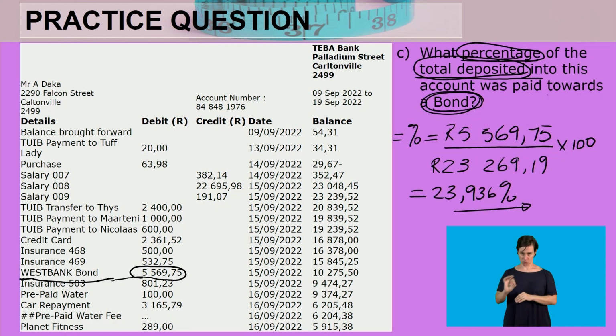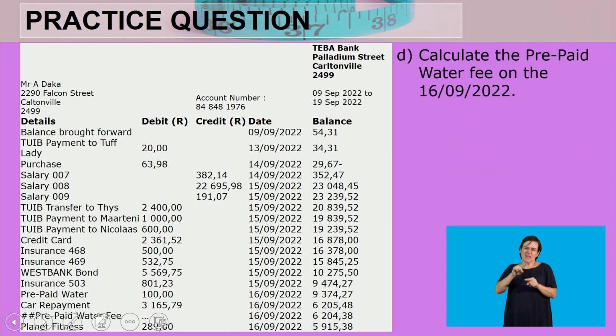23.936%. So now it will also be determined by the examiner whether he wants you to round it off to the whole number or one decimal place, 2 or 3. So if it is not mentioned, then you can write the percentage as it appears on your calculator. Then number D, calculate the prepaid water fee on the 16th of September 2022.